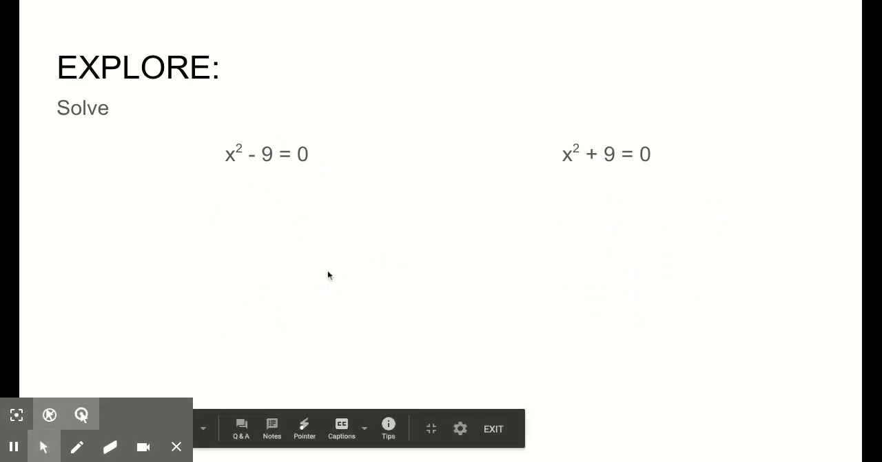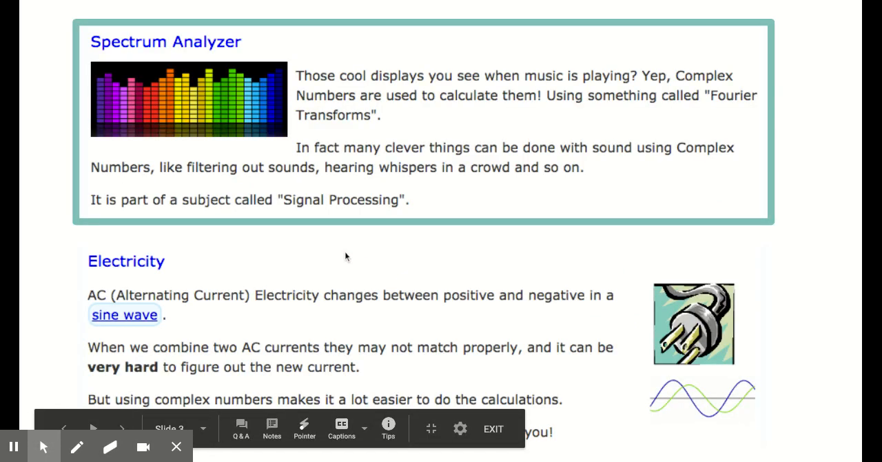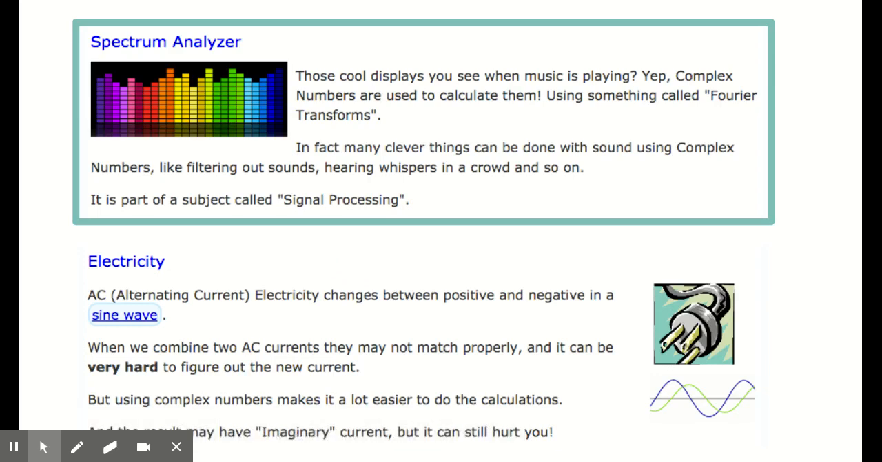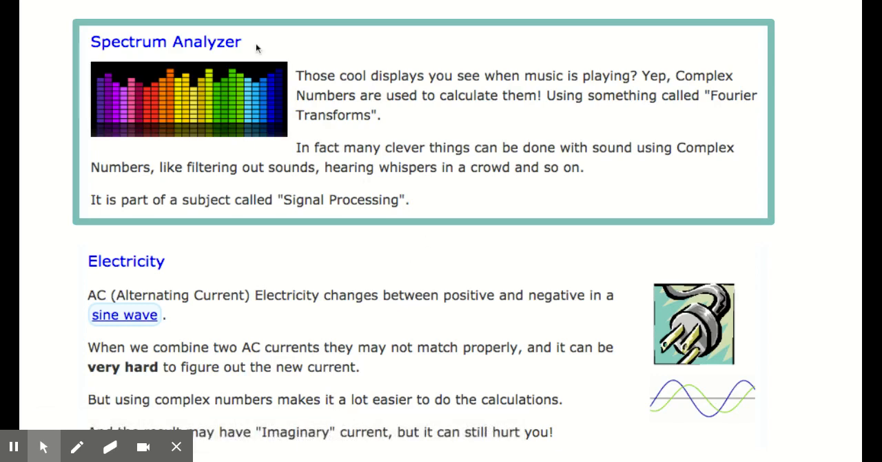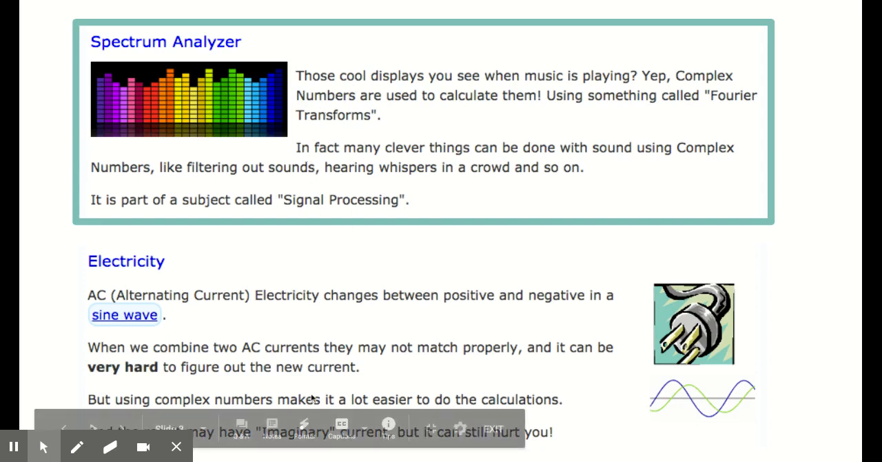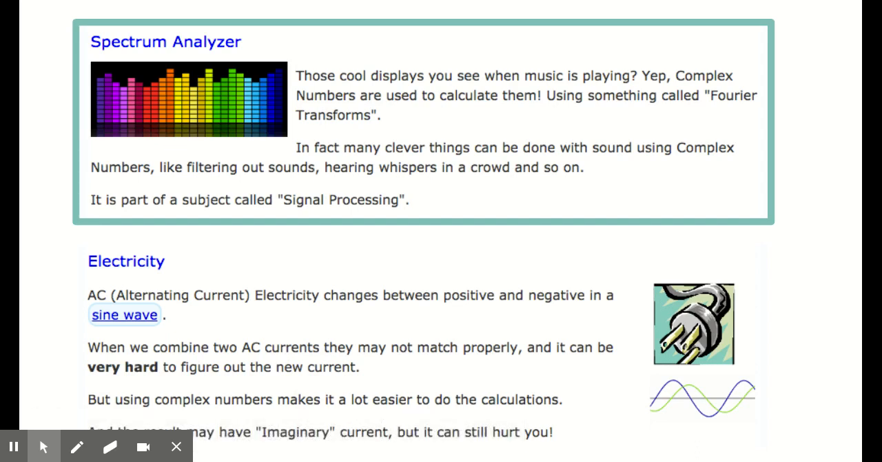Now, first, let's take a look at a couple of things that actually use imaginary numbers, so you guys know that I'm not making this up. This here is something that maybe some of you have seen. This is probably something more from my generation. When you have music playing, you can see that as the music comes out, the spectrum analyzer will go up and down depending on the music. And this is something that does use imaginary numbers to calculate. Electricity is also another thing that uses imaginary numbers in its currents.